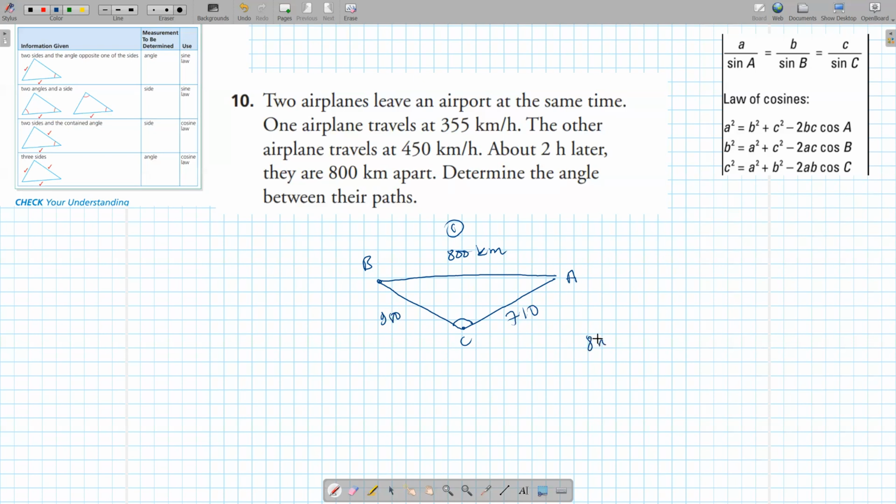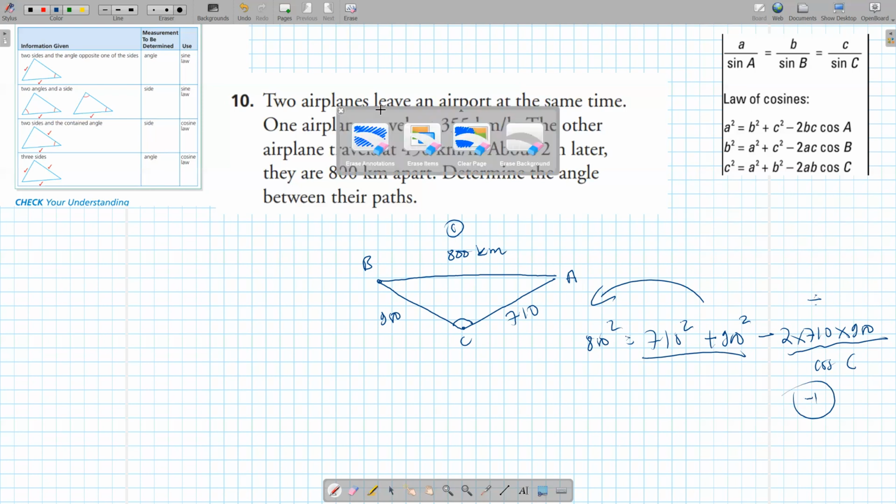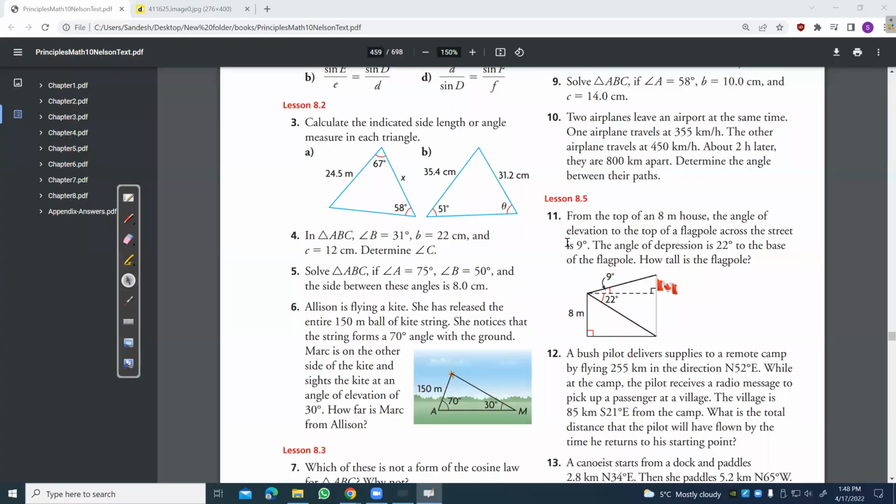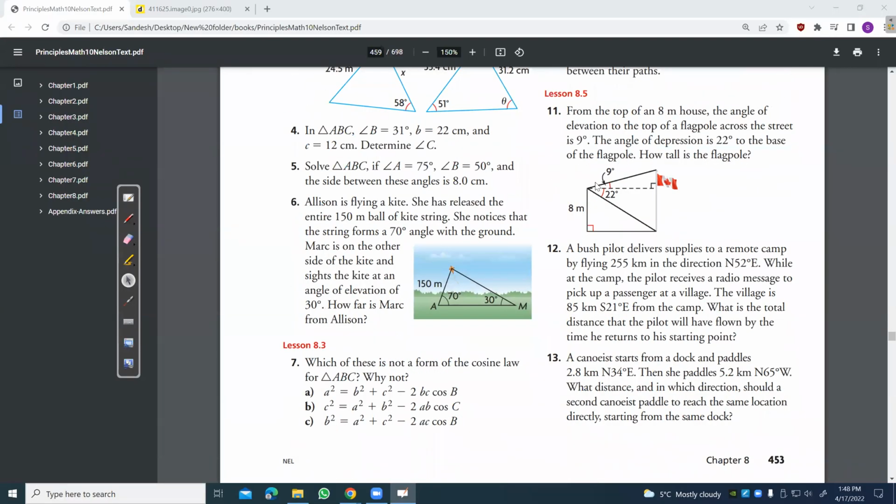So you just set this up. C squared, so 800 squared. From here, it's just a matter of plugging things in the calculator. Minus 2 times 710 times 900 times cosine of C. So you move these to the other side, and then you divide by this, and then you do second function. And you'll get the answer in 3 steps on the calculator. We don't have to do it, we've already done this a couple of times. The main idea here is to set up the triangle.